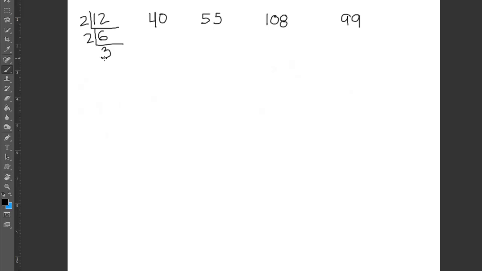Now, to back up a little bit, a prime number is any number that cannot be divided by anything other than 1 and itself. 7 is a prime number. 6 is not a prime number. You've got 2 and 3 can go into 6. 17 is a prime number. Only 1 and 17 can divide into 17.